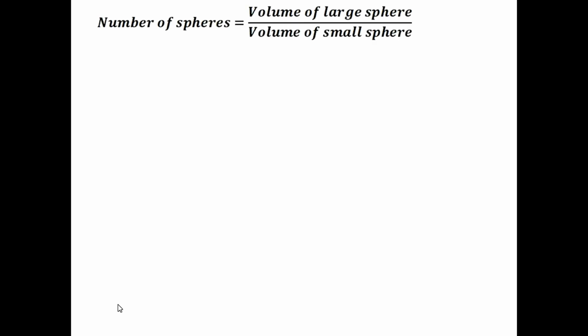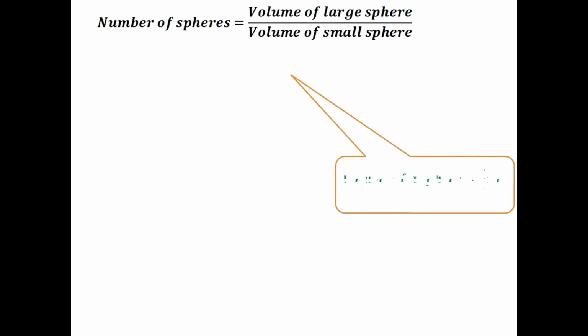Now the second part: how many small spheres of radius 1 centimeter can be made by melting and recasting the given sphere? Number of spheres equals volume of the large sphere by volume of the small sphere. And the volume of a sphere is 4 by 3 pi r cube. Let us take the radius of the large sphere as capital R and the radius of the small sphere as small r. Then number of spheres equals 4 by 3 pi capital R cube by 4 by 3 pi small r cube.